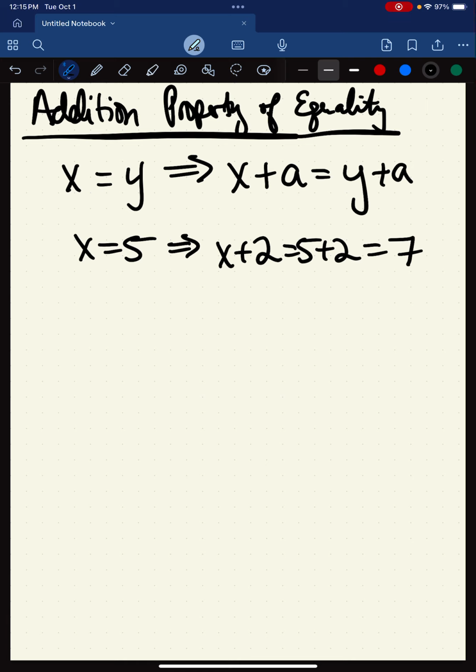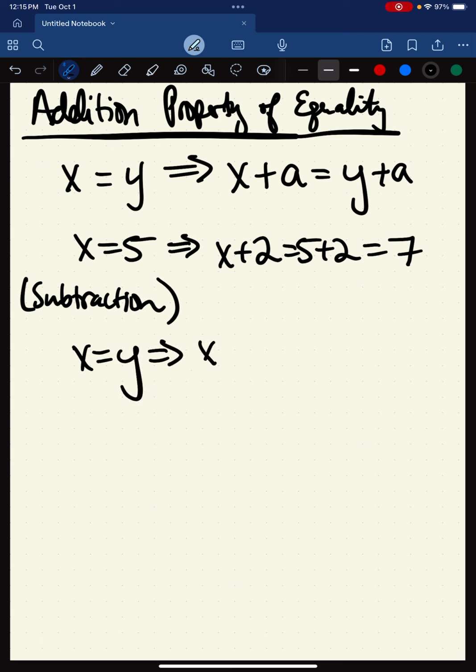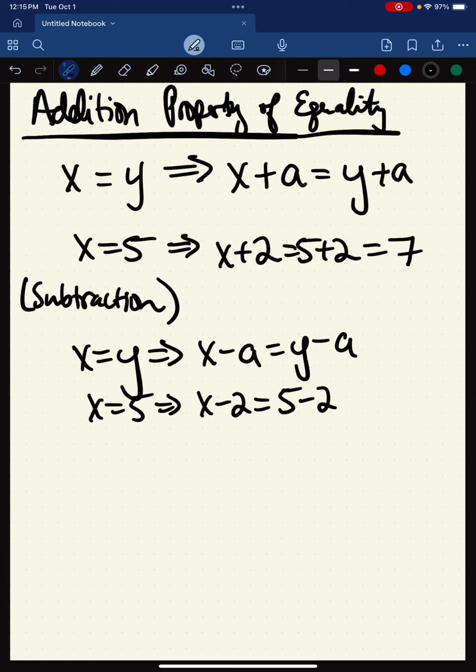That tells us that x plus 2 is 5 plus 2, which is 7. That's the addition property. Very much related to the addition property, as we discovered last time, is the subtraction property. Remember, subtraction is just the inverse of addition, so it's actually covered under the same property, but we'll go ahead and spell this out here. If x is equal to y, then x minus a is equal to y minus a. So again, if x is 5, then x minus 2 is equal to 5 minus 2, which tells us x minus 2 is 3.